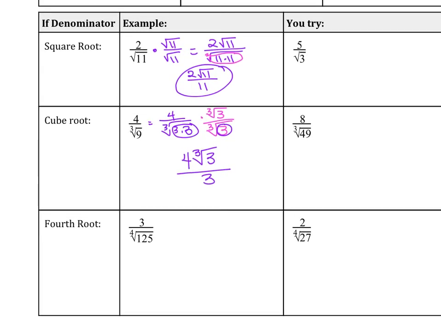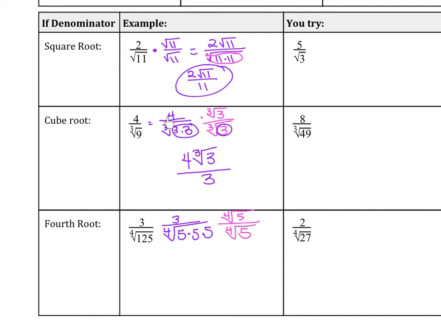The last one, 3 over 4th root of 125. So 125 is 5 times 5 times 5 because it's 5 times 25. 25 breaks down to 5 and 5, so it's 3 5s. Now we're missing one more 5, so multiply by the 4th root of 5.